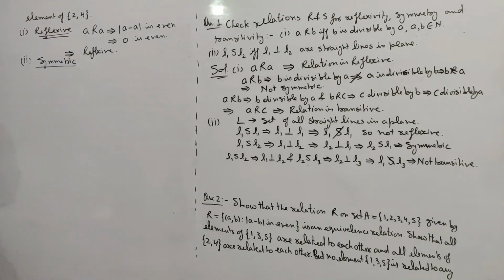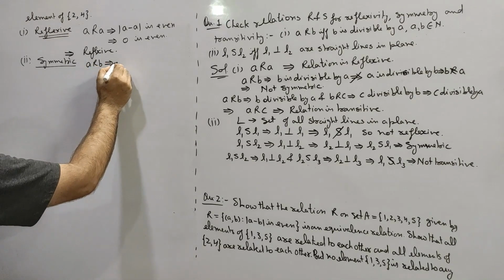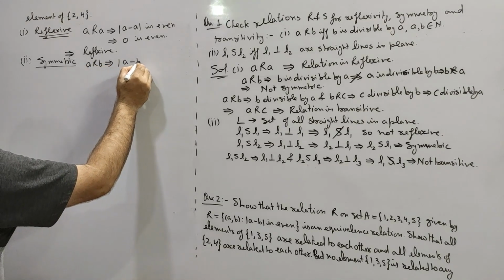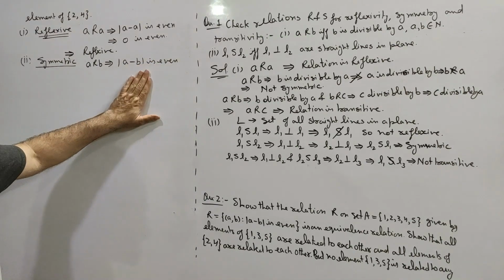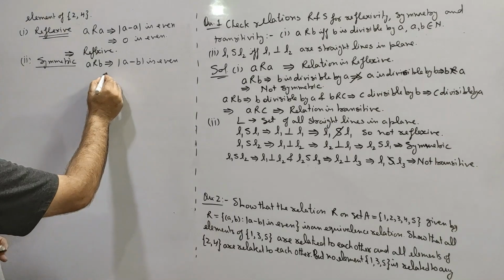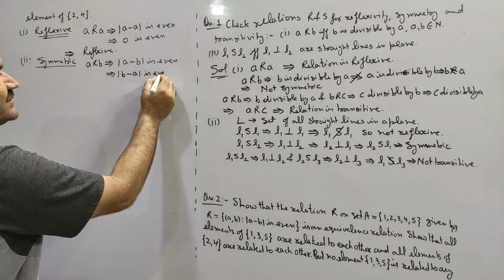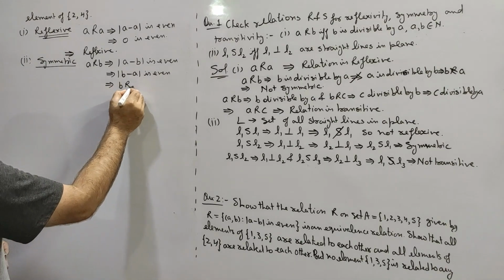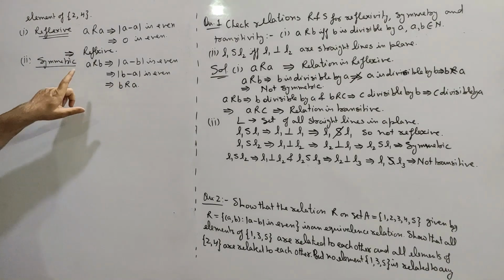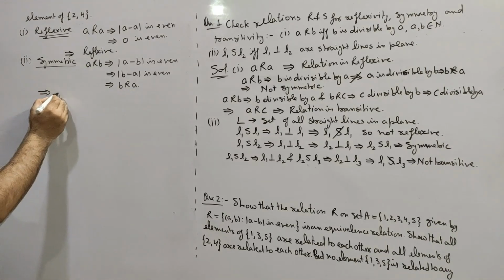Now we will prove that the relation is symmetric, and for that, say a is related to b, then this implies modulus of a minus b is even. And if modulus of a minus b is even, then we know that the modulus of b minus a will also be even. And if modulus of b minus a is even, then it means b is related to a. It means for every a related to b, b will also be related to a. And this shows that the relation is symmetric.